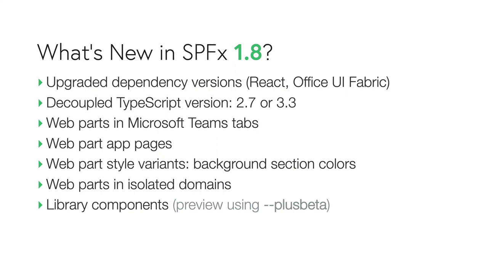Some really exciting features that a lot of people are excited about are features that were in 1.7 as preview and are now fully released, like the ability to have your web parts as Microsoft Teams tabs. So we're going to take a look at that today. It's a really cool feature. They also have the ability to set up what are called web part app pages, which is like having a web part function as a single page app.